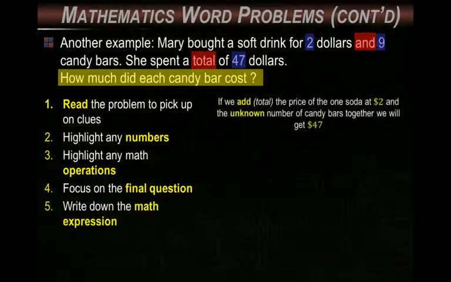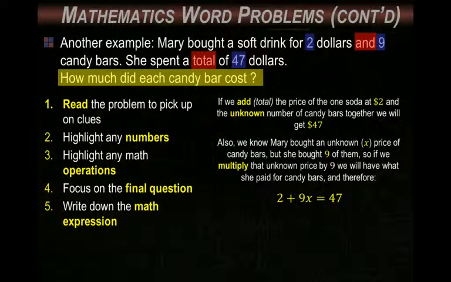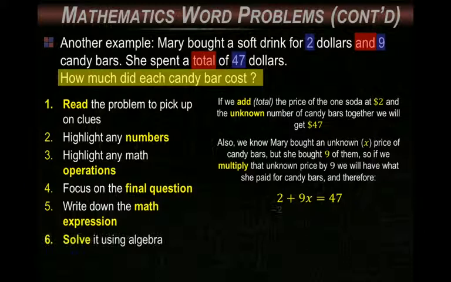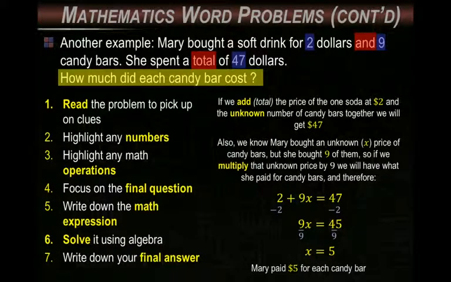Let's write down some math. We know that she paid $2 for 1 soda and an unknown number of candy bars. If she took all those, the total was 47. So if X is the price of candy bars, $2, that's the soda, plus 9 candy bars, we don't know how much they cost, equals $47. Subtract 2 from both sides, divide by 9, X equals 5. The final answer, Mary paid $5 for each candy bar.